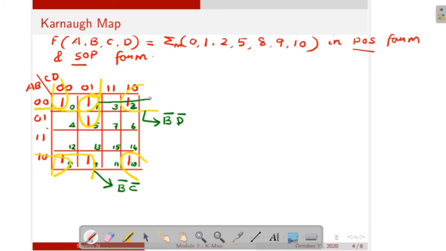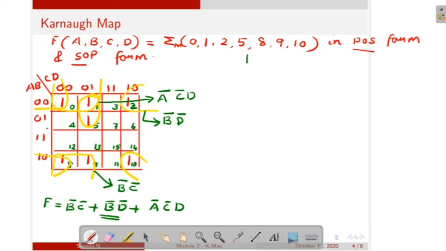Then for this pair 0, 0, 0, 1, B cancelled, that is A bar, here it is C bar, D. Okay, so our simplified Boolean function becomes F is equal to B bar C bar plus B bar D bar plus A bar C bar D. This is the simplified SOP form. Okay, next we can implement this simplified Boolean expression using both basic gates and NAND gates.